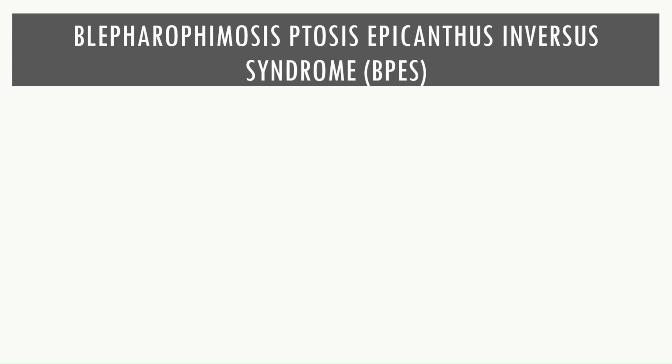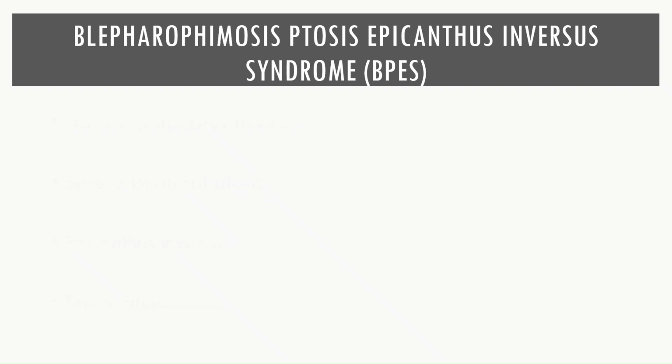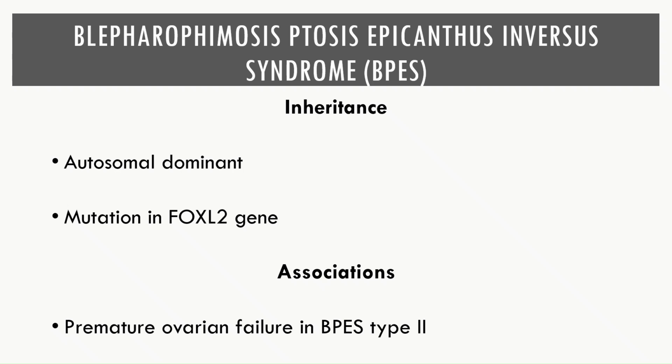Blepharophimosis, ptosis, epicanthus inversus syndrome, or BPES. It is characterized by narrow palpebral fissures, severe bilateral ptosis, epicanthus inversus, and telecanthus. It has an autosomal dominant inheritance with mutation in the FOXL2 gene. BPES type 2 is associated with premature ovarian failure.